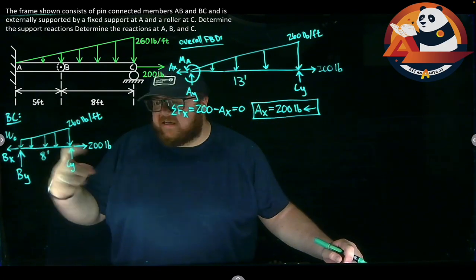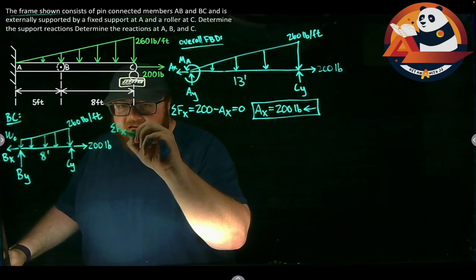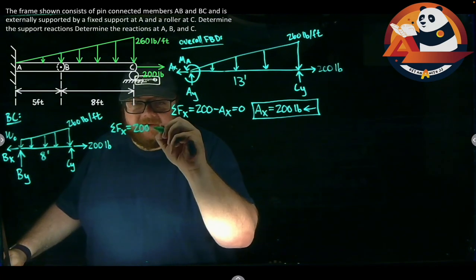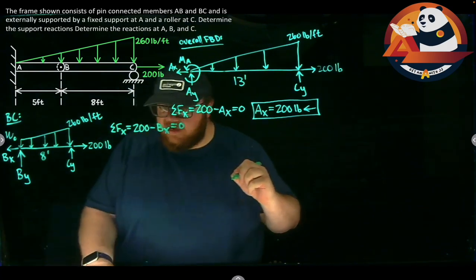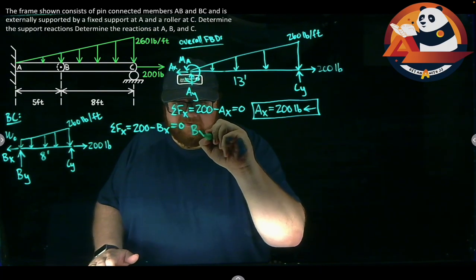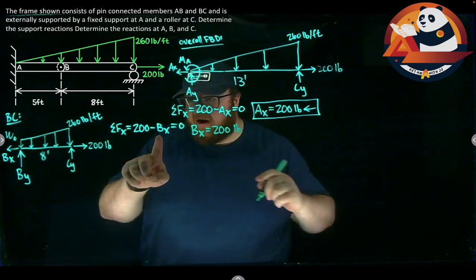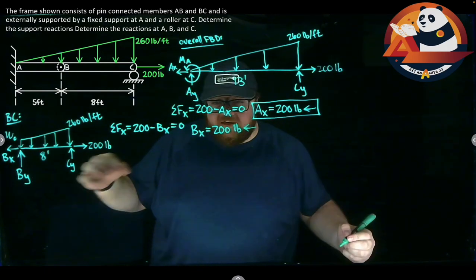So let's go ahead and get our X in here first. If I sum my forces in the X, I would have 200 to the right minus BX equals 0. Or if I solve that for BX, BX is 200 pounds. I get a positive from this, so I assumed the right direction. It's to the left. There's that internal connection.